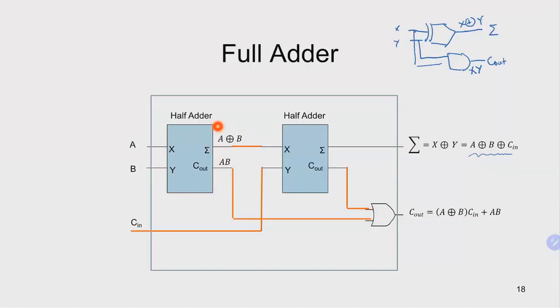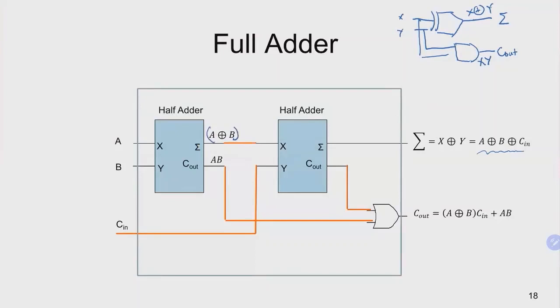And this sum output is fed into the X of the next adder, and the carry is put through an OR gate with the carry output from the second half adder. And the third input, which is carry in, is fed to the Y of the second half adder. So the sum output of the second half adder will be this function here, exclusive OR with this input. So this will be this output.